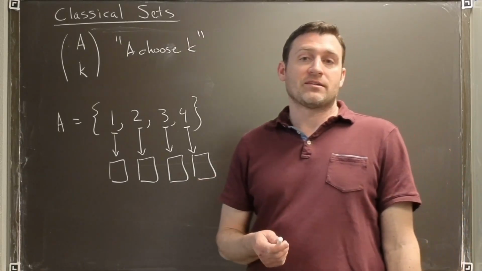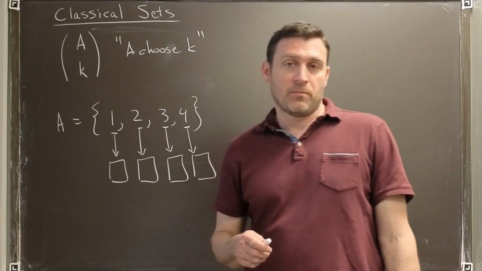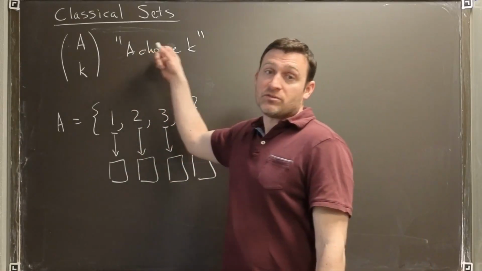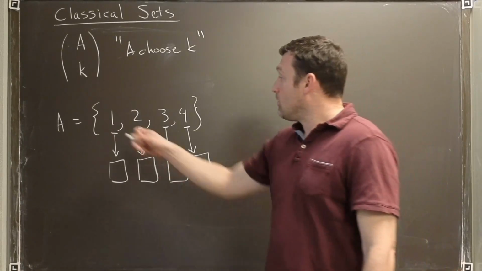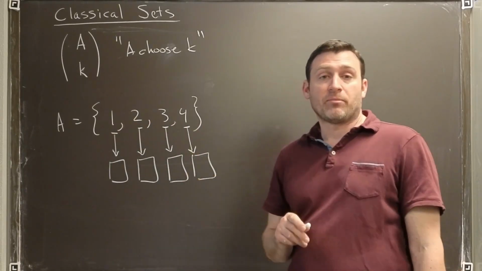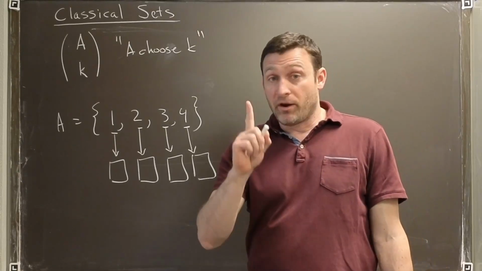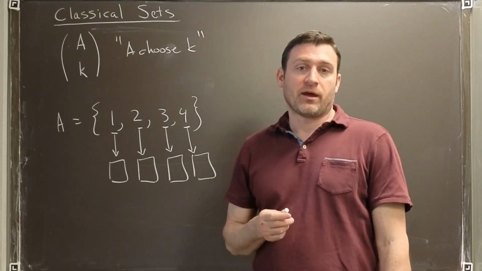Let's take a look at the classical one known as n choose k. Suppose that I have a set with values and I want to choose a subset, but that it has to have exactly k different elements. 1, 2, 3, and 4 is my starting example. Suppose that I want to choose just one element. How many ways could I do that?